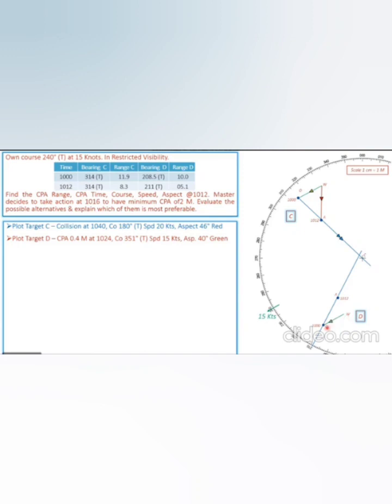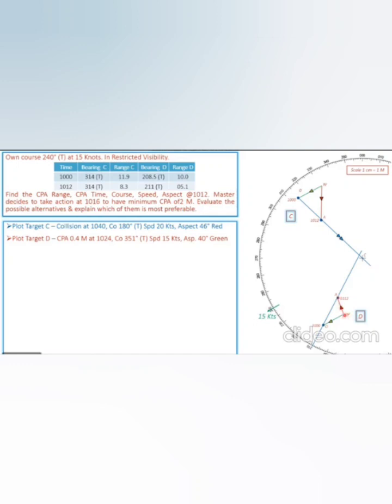Whiskey to Oscar represents own ship's course and distance covered in the plotting interval of 12 minutes. Now if we join W to A, Whiskey to Alpha, this vector Whiskey to Alpha gives us the course and distance of target Delta.